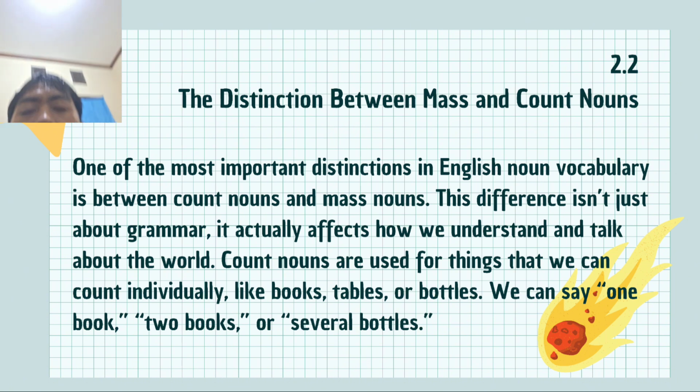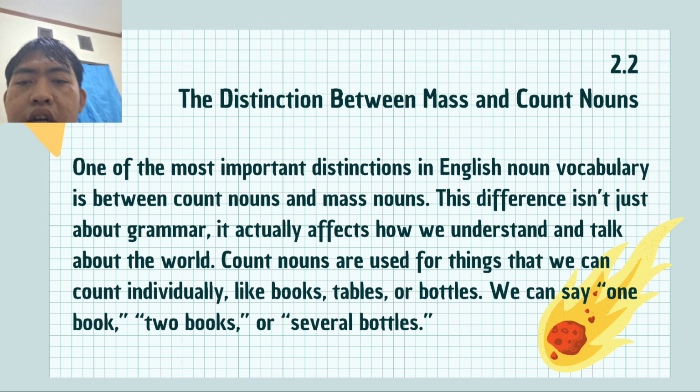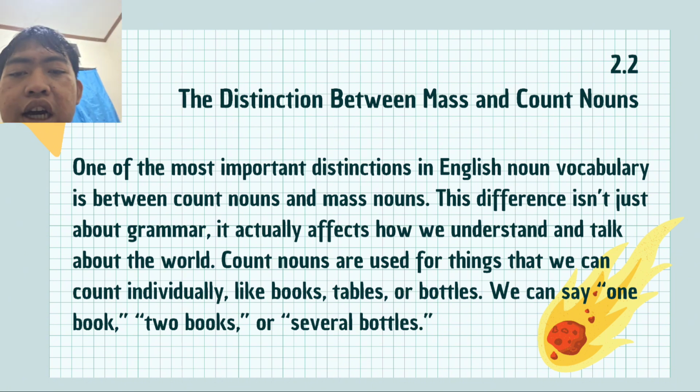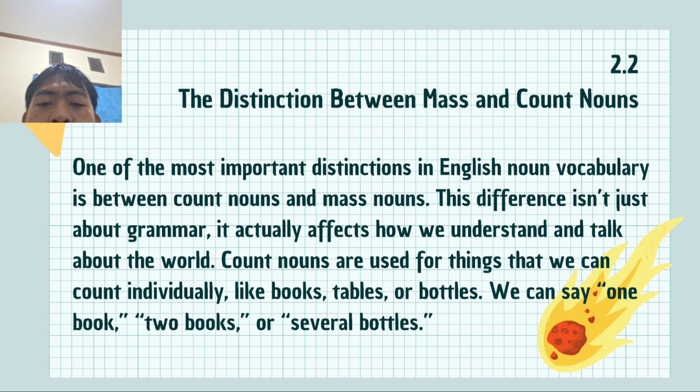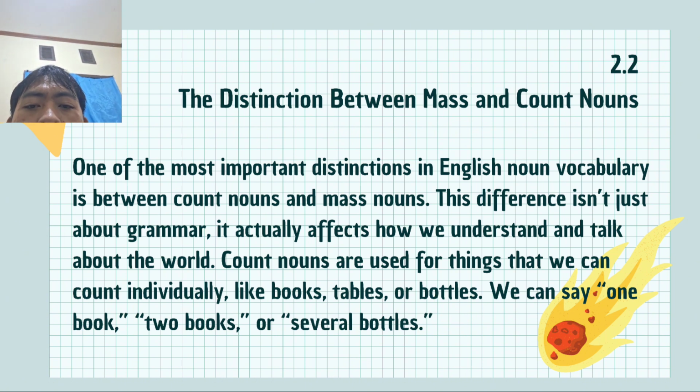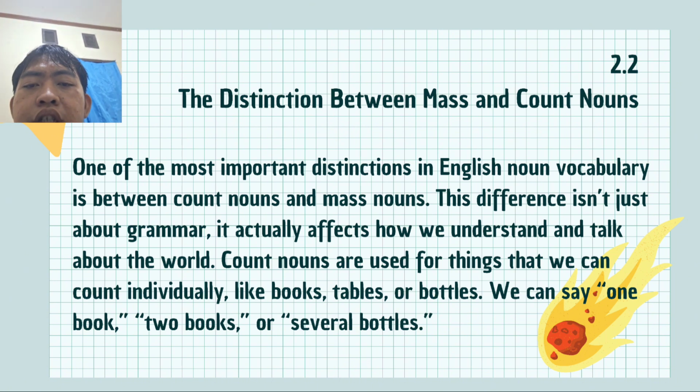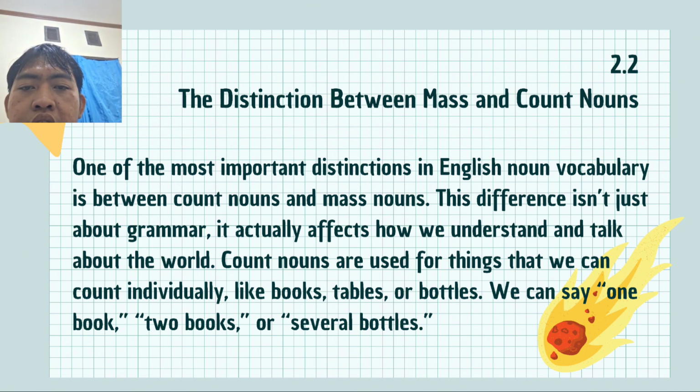Okay everyone, today I am going to talk about the difference between mass nouns and count nouns. In English, this is not just a grammar point. It actually affects how we understand and describe the world. Count nouns are things we can count, like books, tables, or bottles. We can say one book, 2 books, or many bottles. They usually have singular and plural forms and work with words like many and few.